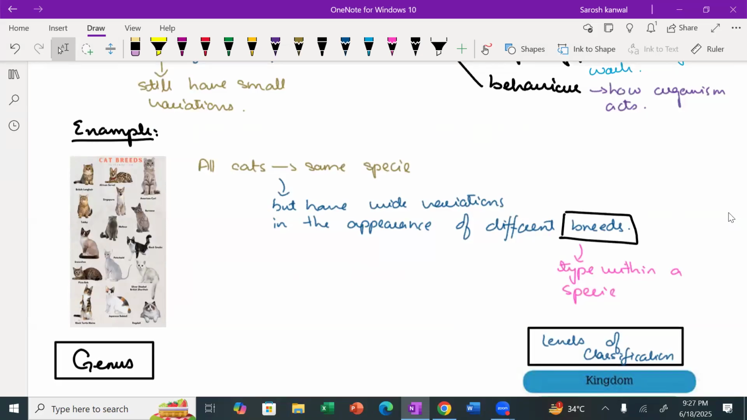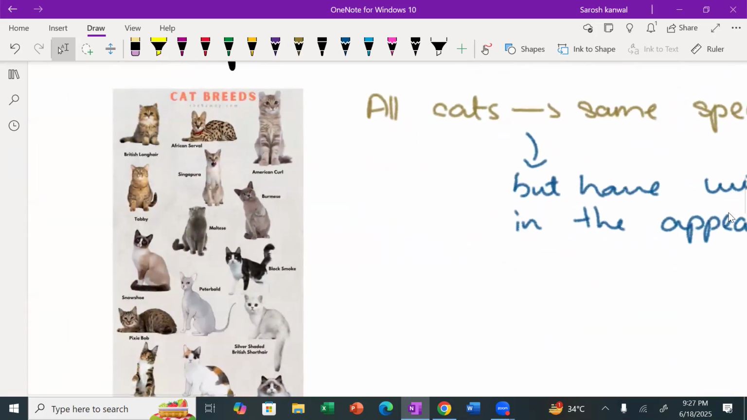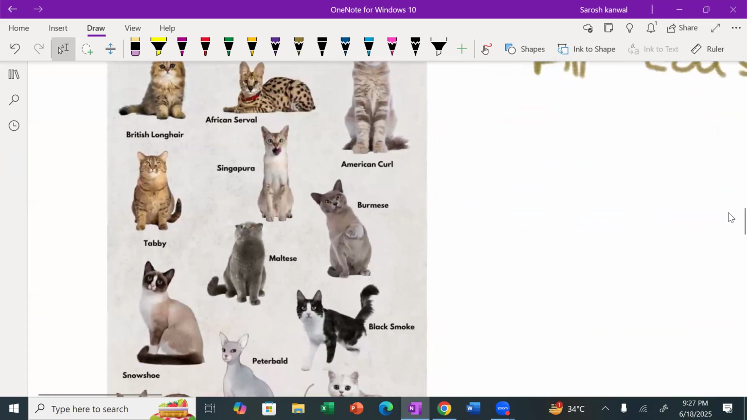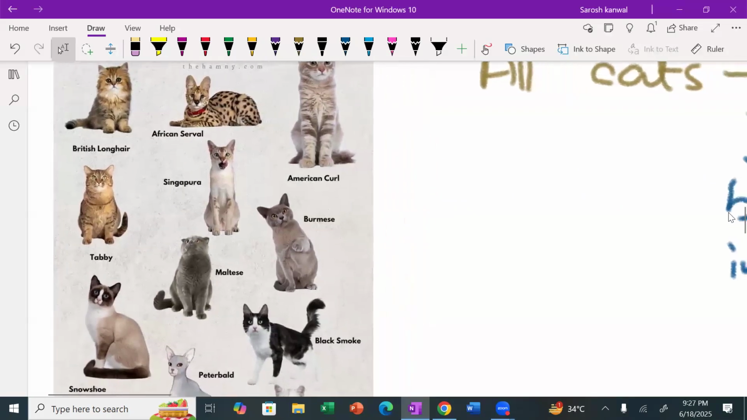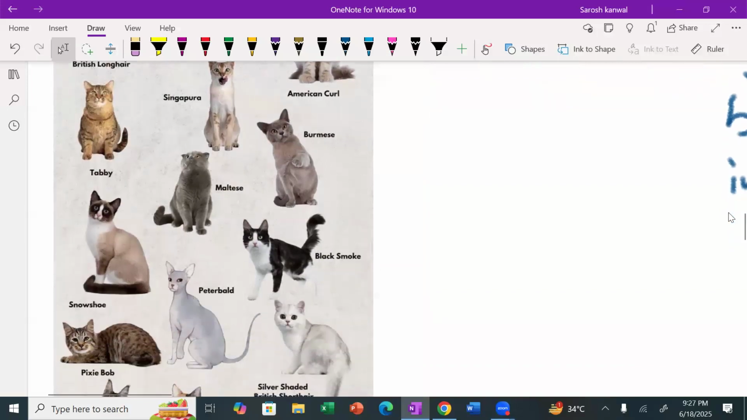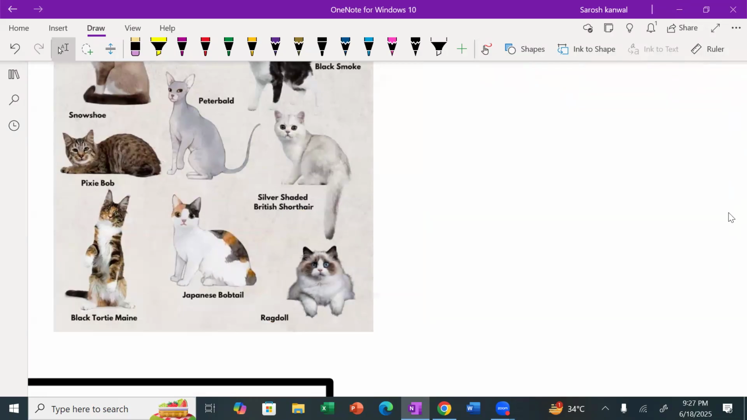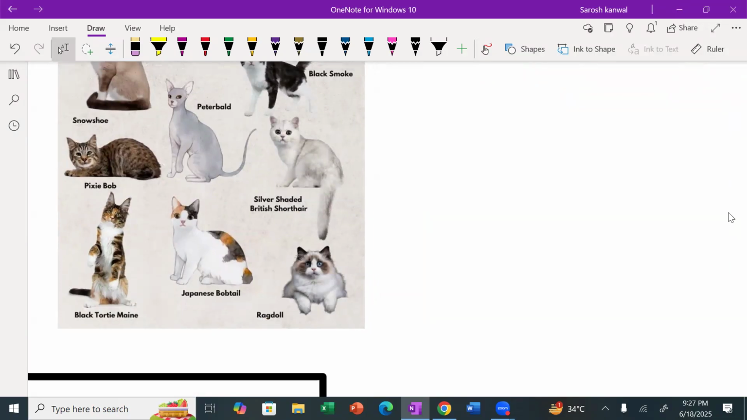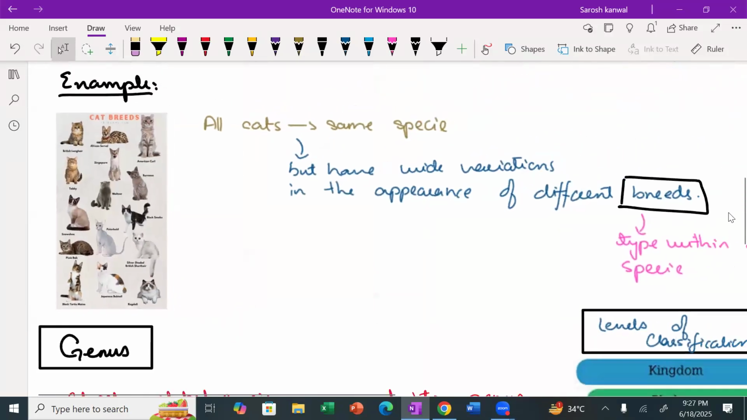In cats, I have no knowledge about different breeds, but there are some names mentioned of different breeds of cat. For example, African Serval, American Curl, Burmese, Maltese, Black Smoke, Silver Shaded British Shorthair, Japanese Bobtail. These are some of the breeds. All I know is the street cats that I see.